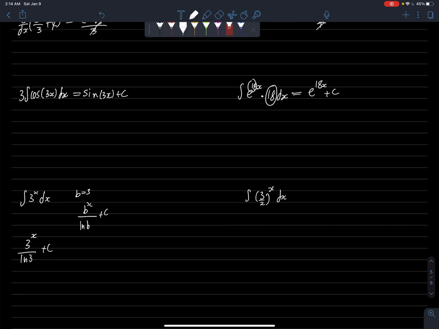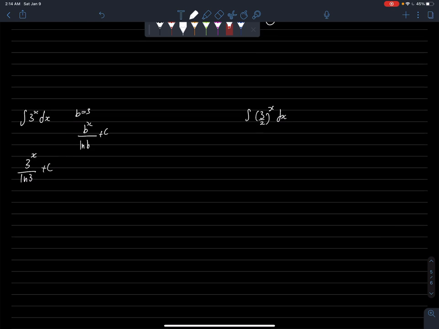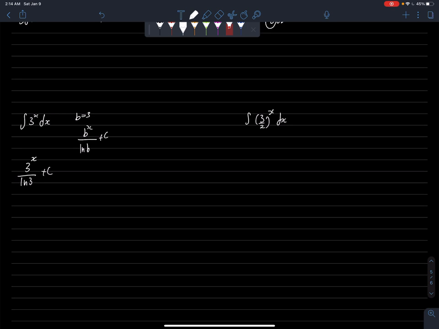Very easy. Now, this one, 3 over 2. Nothing to be worried about. It doesn't matter if it's a fraction. Our b is equal to 3 over 2. So we have 3 over 2 to the x over ln of 3 over 2 plus c.